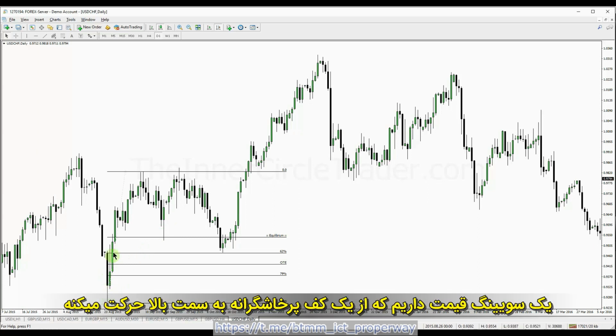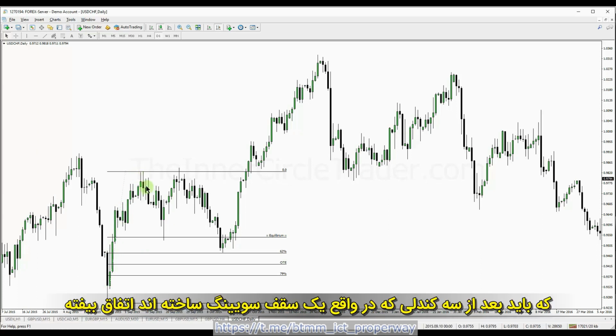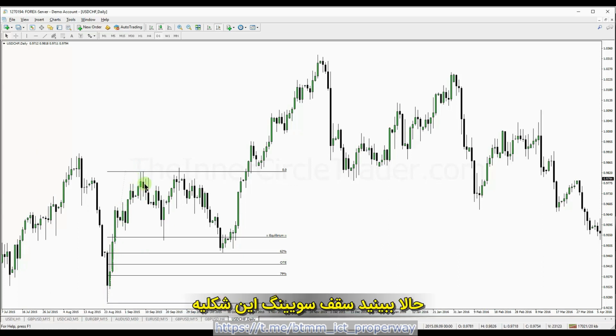We have a price swing that moves from a low aggressively up. We don't do anything until we start seeing a down move, and it has to happen after 3 candles, basically making a swing high. Now, a swing high looks like this. Okay, you can see it has a high and a candle to the left that's lower and a candle to the right that's lower. That's a swing high.